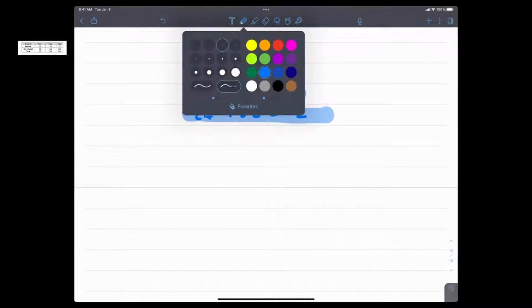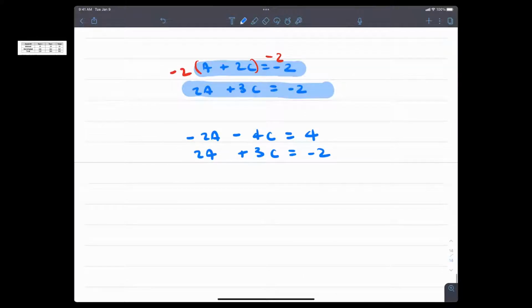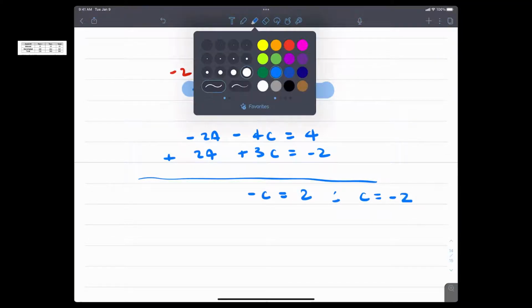So you might say, how do we actually solve this? I'm going to solve this by doing some beginning algebra. Negative 2a minus 4c is positive 4. 2a plus 3c is negative 2. So when you do your arithmetic, we get negative c is going to be, what's 4 minus 2? Is that 2? So what does that mean about c? What's c going to be? Looks like c is going to be negative 2. Okay, you guys okay with that?